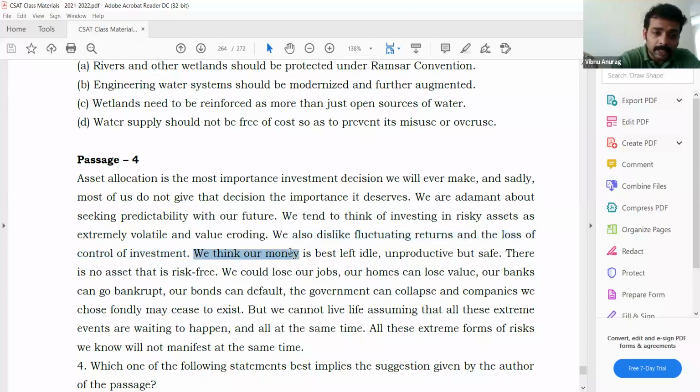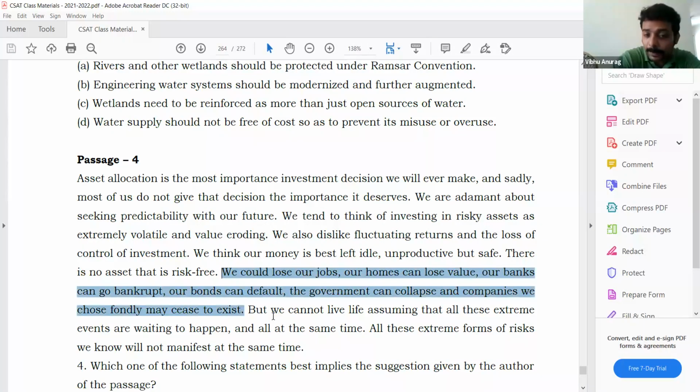He says that we think our money is best left idle, unproductive but safe. And then he gives his opinion that there is no asset that is risk-free. So even though we want to keep our money safe, even if it is unproductive, the actual reality is there is nothing that is risk-free. We could lose our jobs, our homes can lose value, our banks can go bankrupt, our bonds can default, the government can collapse, and companies we chose fondly may cease to exist. So all these things can happen.